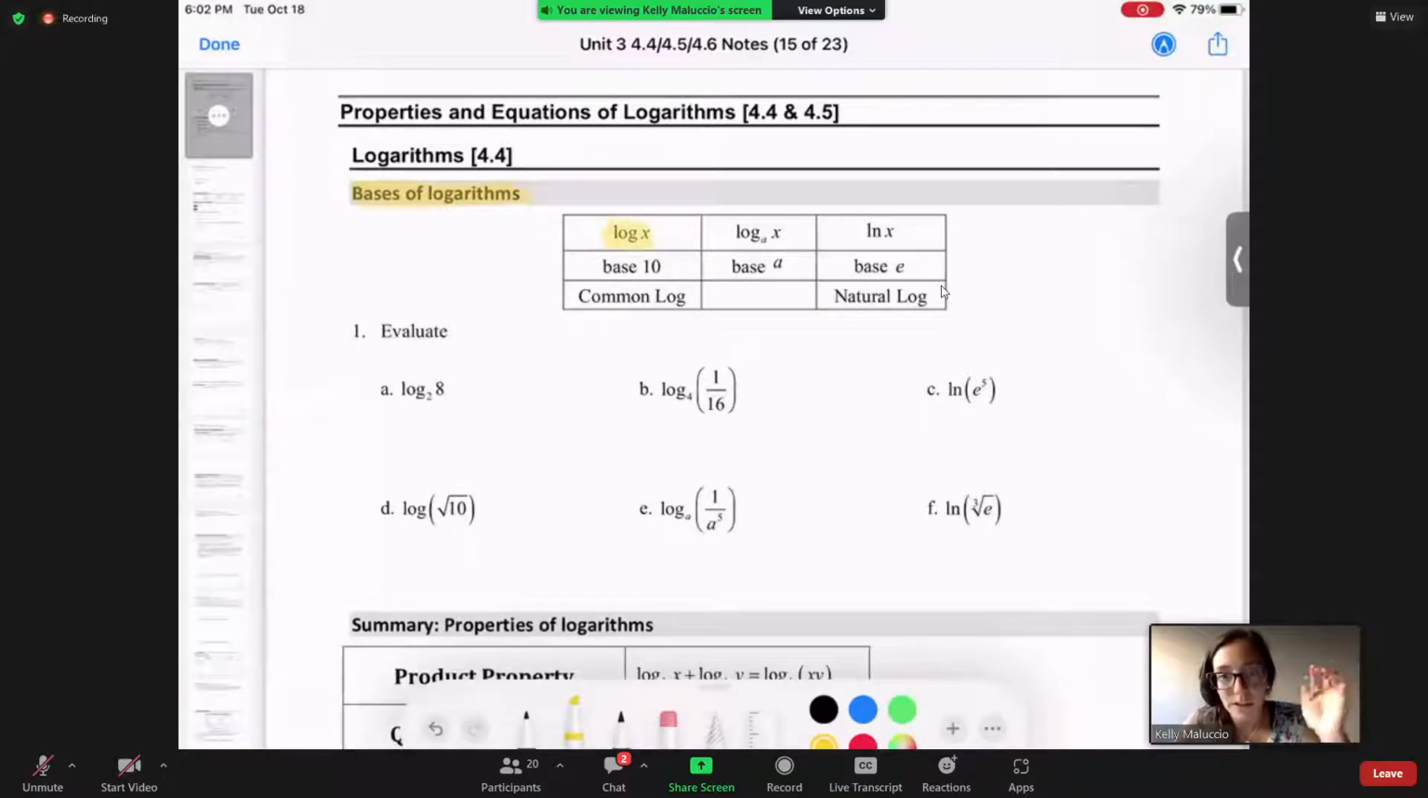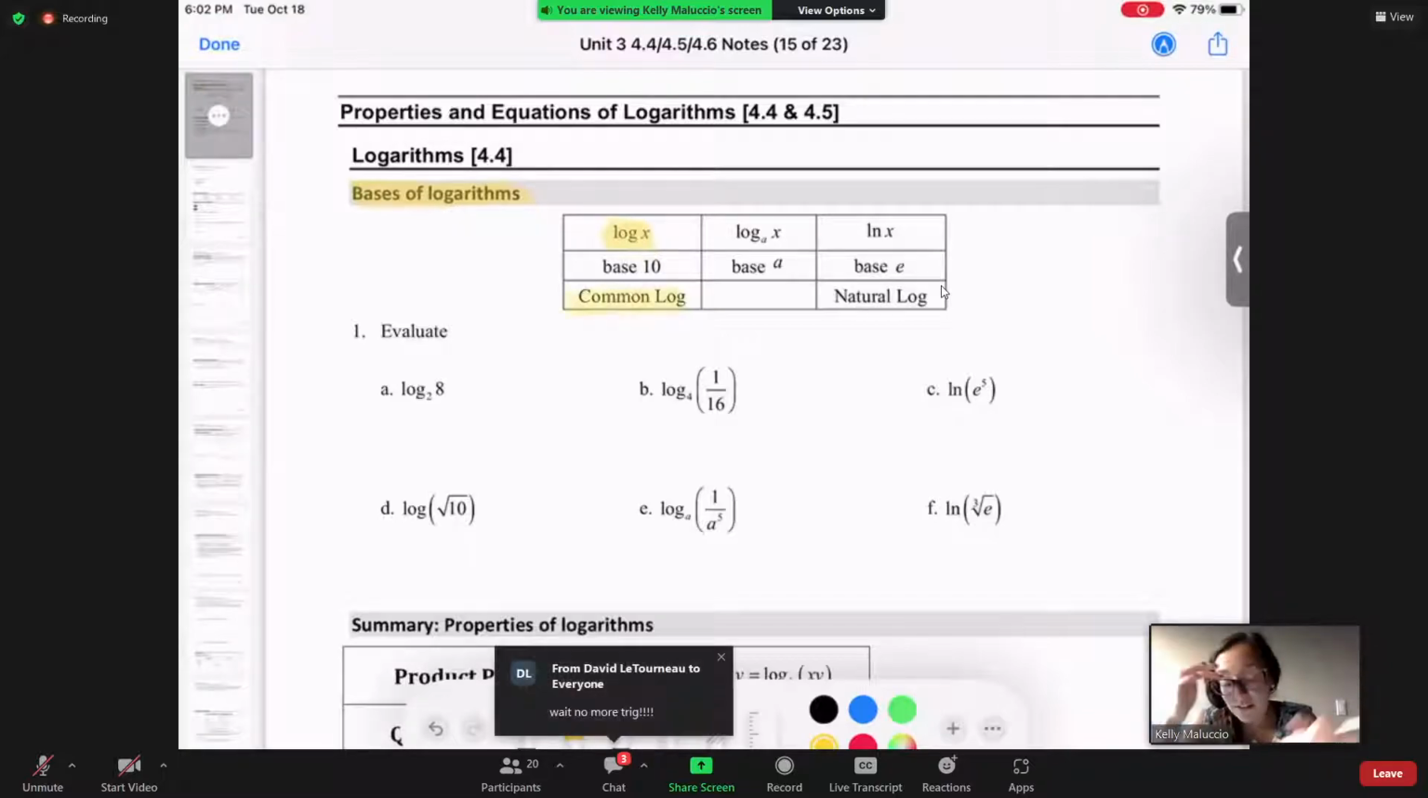So log, the regular one, is called the common log. This is in your calculator.